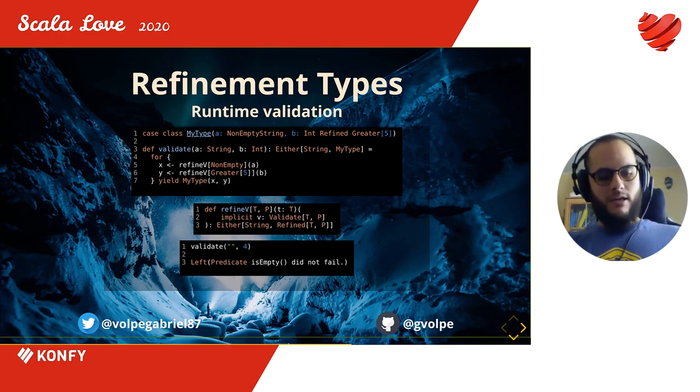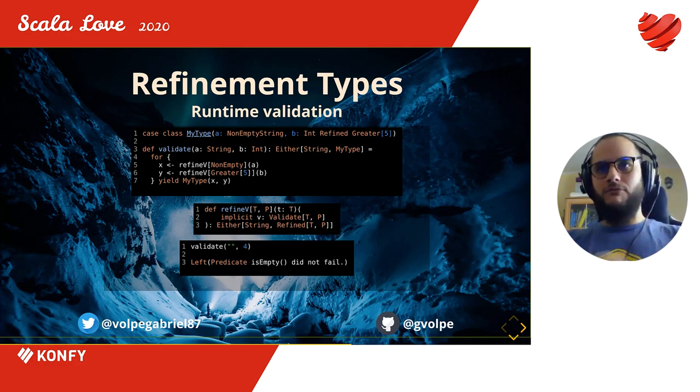And this happens because we are using the either monad. Remember, monads are sequential by definition. So it short circuits as soon as it finds an error. So we got to validate the first non-empty string and it didn't pass, so it just returned the left. We didn't get to validate the second input. But it would be nice if we could just validate all of our inputs in one go, right? And let the user know all the invalid parameters.